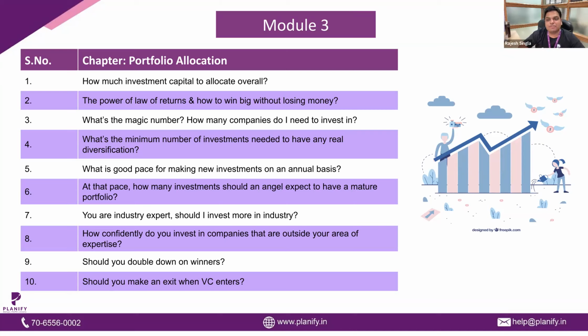Anywhere between 10 to 25% is the money you should allocate for angel investments or investing in private markets. This 10 rupees will again further grow back to 100 rupees in the next few years, and we can keep the rotation of the money in that order.